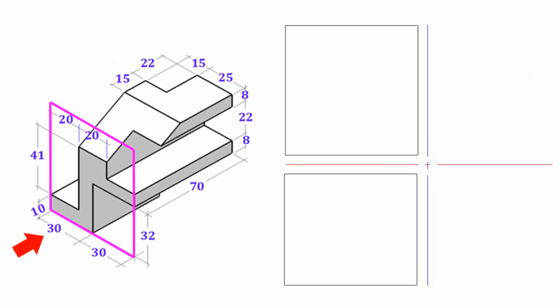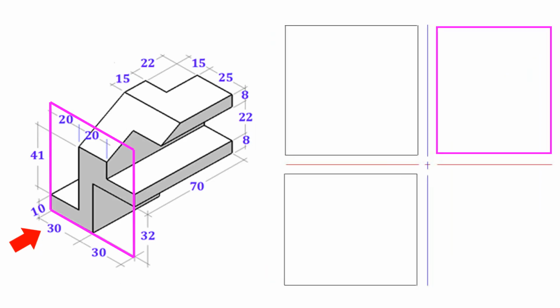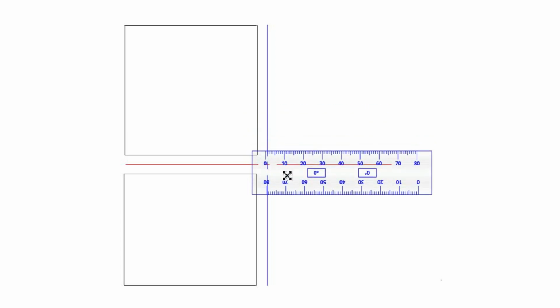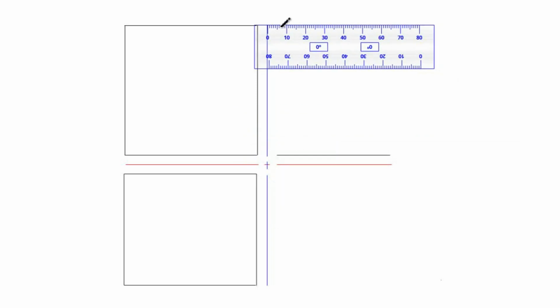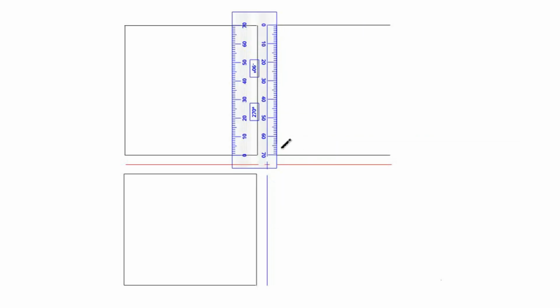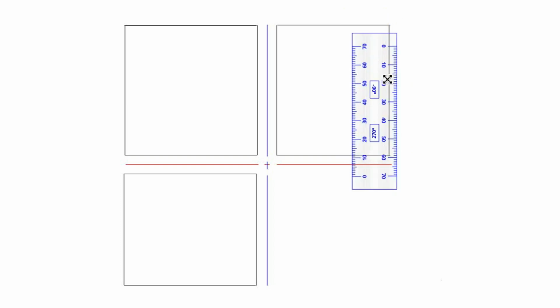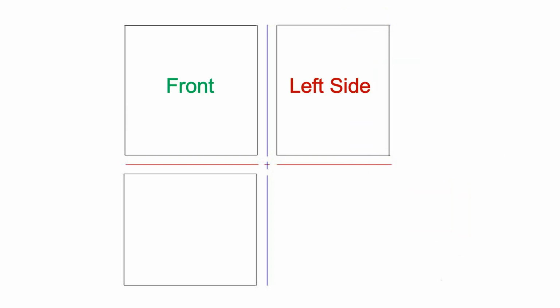3. Left side view rectangle, 60 by 70. Depth equals 60 units on the y-axis. Height equals 70 units on the z-axis. This goes to the right of the front view in first-angle projection. Important, draw them lightly. Remember, draw these rectangles using a light line. Do not use bold or dark lines. Why? Because these are just construction lines. They are not part of the final drawing.